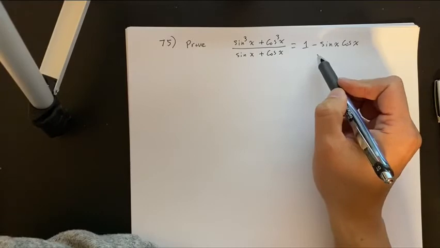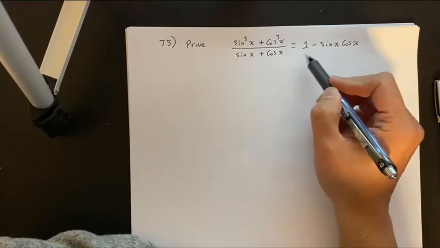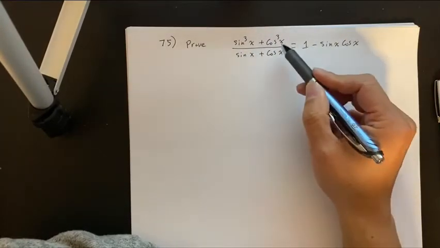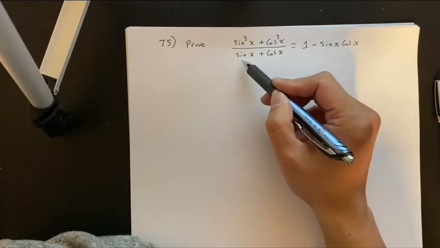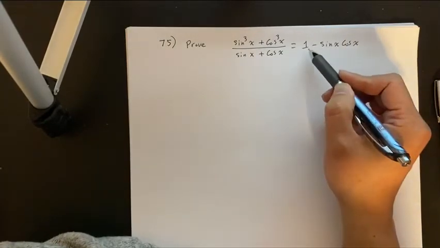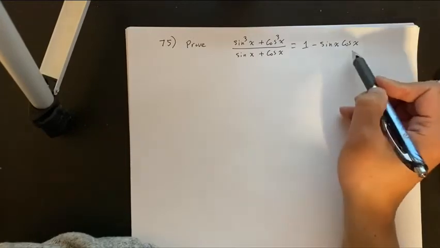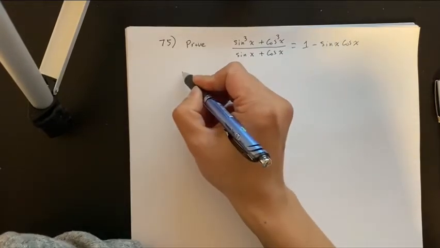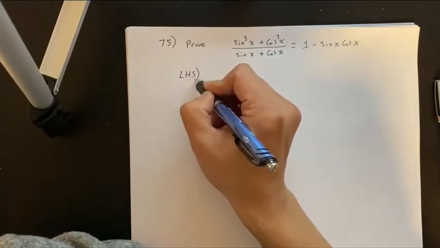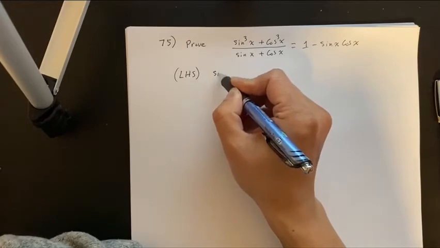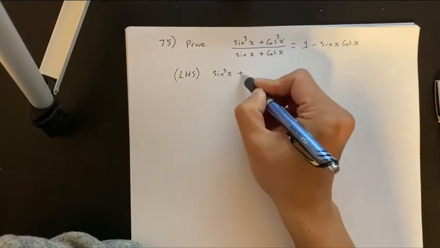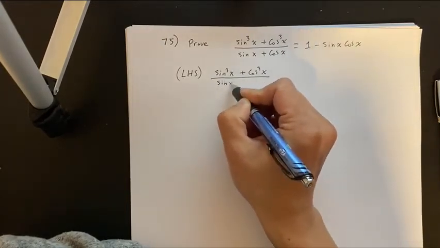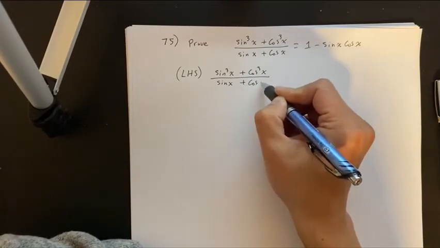It seems like the right side looks a lot more simplified than the left side. The left side, you have cubics, the sum of cubics divided by sine x plus cosine x, whereas the right side is simply 1 minus sine x cosine x. So this is the simplified version of this guy. So I'm going to start on the left-hand side, which is going to be sine cubed x plus cosine cubed x divided by sine x plus cosine x.